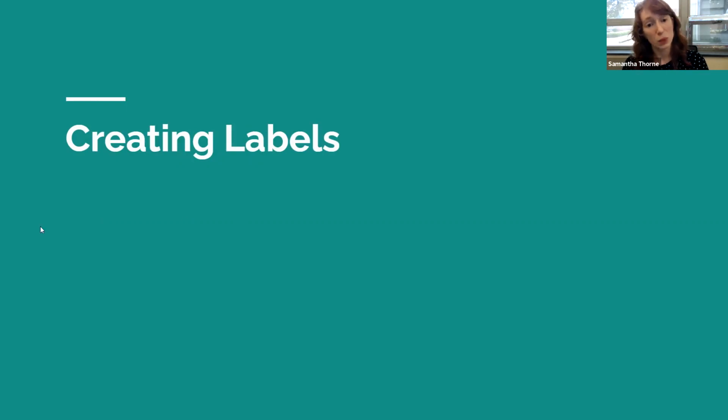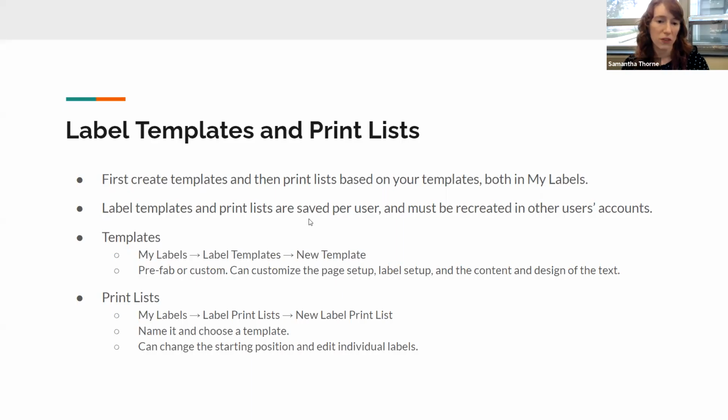Okay, so next we'll talk about creating label templates and print lists and adding items to label print lists. If you want to print spine labels using Record Manager, first you have to create label templates, then label print lists based on those templates. Note that label templates and print lists are only saved per user. So if you create templates and lists on your account, and you maybe have a student worker or staff member who's going to help you with the labels, you have to then recreate those templates and lists in their account.